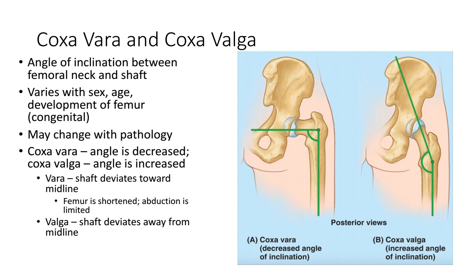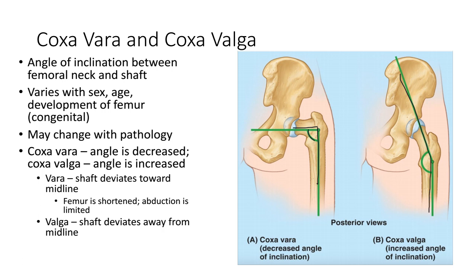Again, the angle of inclination is that angle between the femoral neck and the shaft. This angle is going to vary with sex or age or even development of the femur, so there's some congenital components. The angle might change with pathology. Coxa vera is a condition when the angle is decreased, and coxa valga is when the angle is increased.